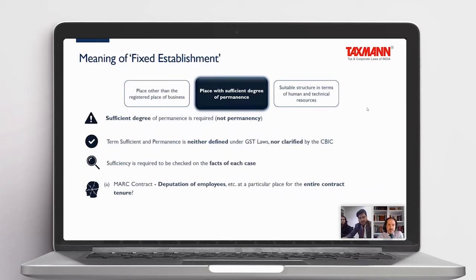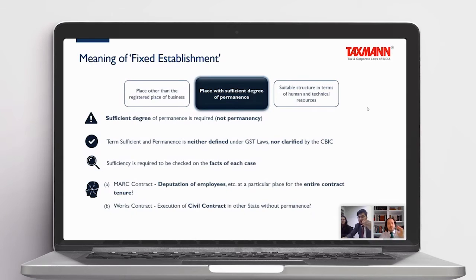The example which we have discussed, the background of the transaction. The Spanish company has deputed its supervisors at O Limited's premises for providing services to A Limited in India. In that case, the contract provides that the supervisors or employees would be there for the entire tenure of the contract. So if the service provider is deputing its employees at a particular location for the entire tenure of the contract, can we say that there is a sufficient degree of permanence? In our view, we can say.